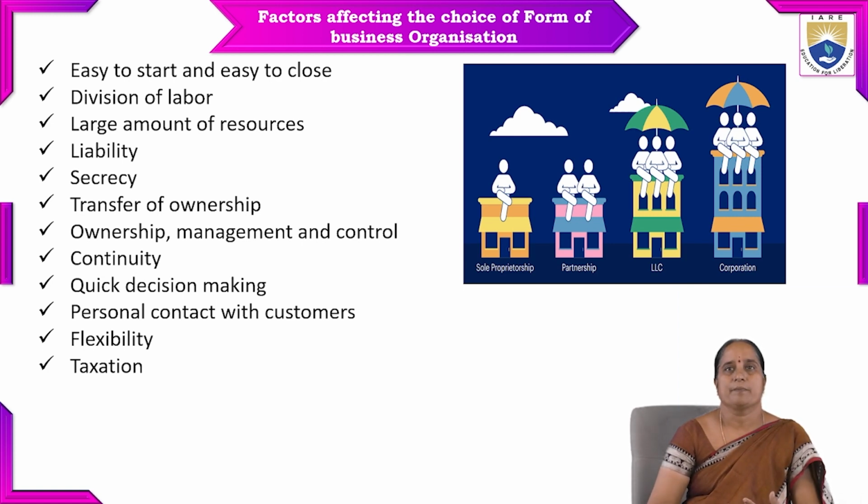Quick decision making. In the case of sole proprietorship, as there is a single owner, the decisions may be taken by him very fast. That may not be possible in other forms of business organization. There will be some delay in making decisions. That is the reason in the case of joint stock companies and other types of business organizations, there will be delay in decision making.